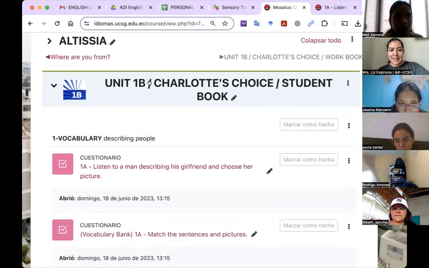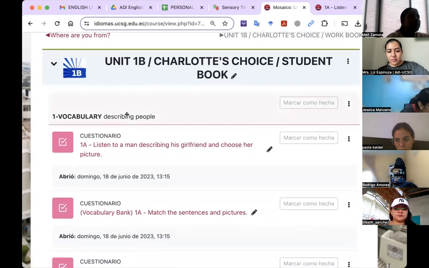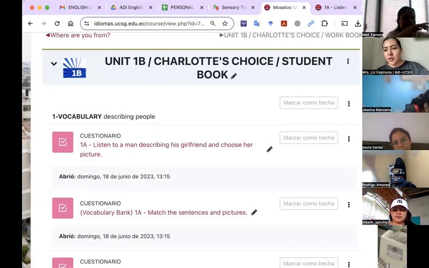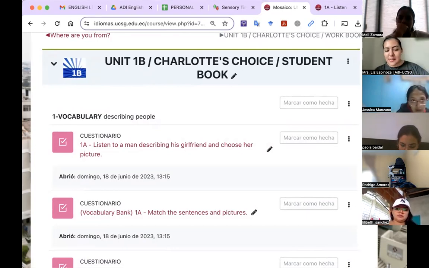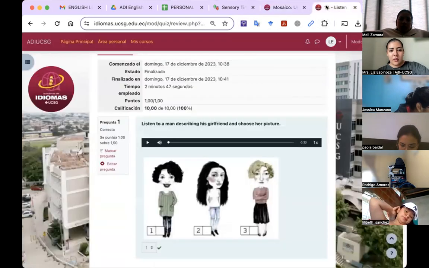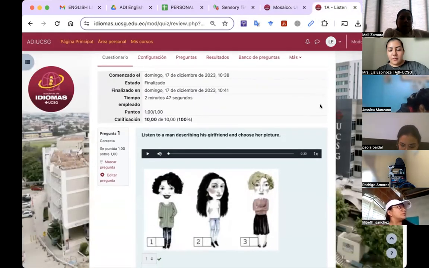It says 1B, the unit 1B. It's in Moodle. 1B. You can refresh, maybe. Open again Moodle, maybe, or refresh with F5. And then you can see unit 1B. And the first activity, this is the one. Could you find it?